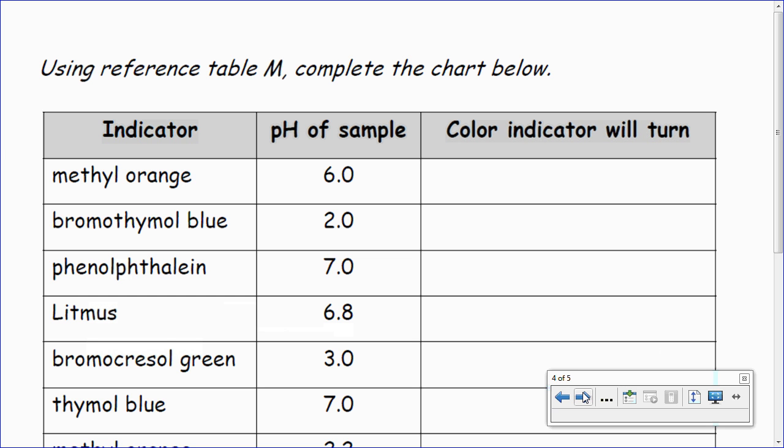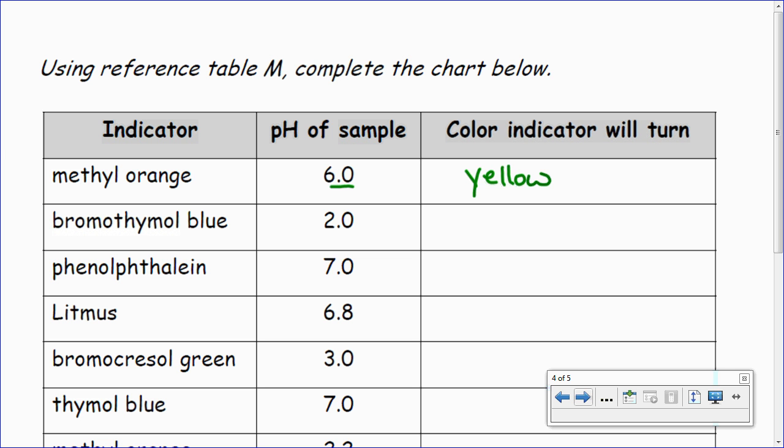Using Reference Table M, complete the chart below. I got my paper copy right here. I'll do a couple examples. Let's see, Table M, common acid-base indicators. Methyl orange, pH of 6. So methyl orange is 3.1 to 4.4 is its transition. Below 3.1 it's red, and above 4.4 it's yellow. Well, this is pH 6, so that would definitely be yellow.